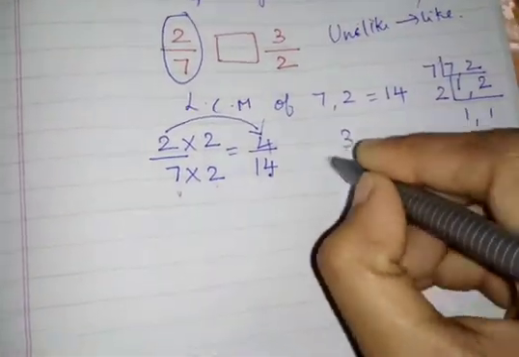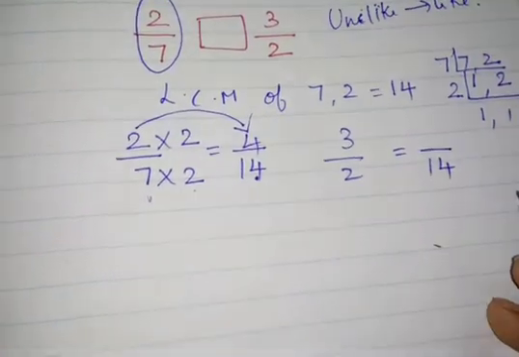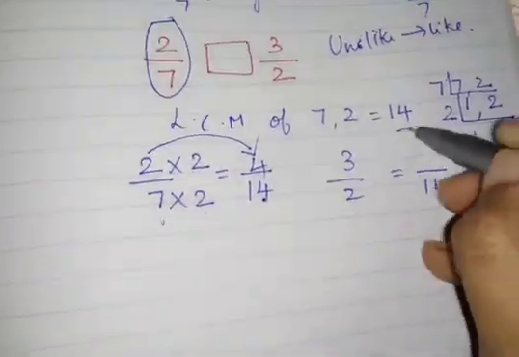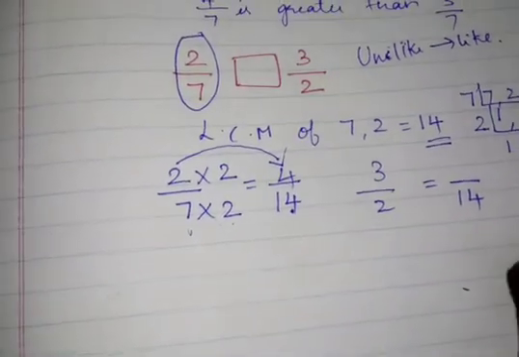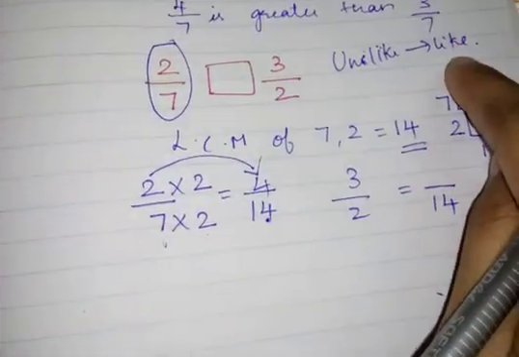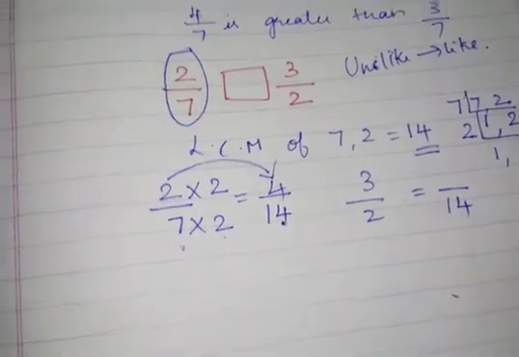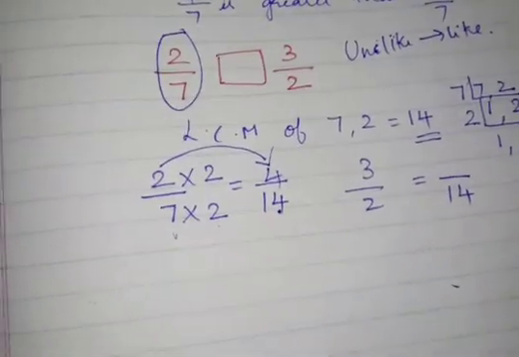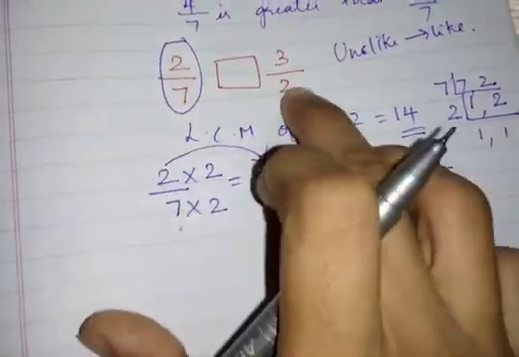Next, 3 by 2, I have to convert it into denominator 14 because the LCM value is 14. Listen, children. I am going to convert unlike fractions to like fractions. Like fractions should contain the same denominator. So what should our denominator be? Our denominator should be the LCM value of both the denominators.